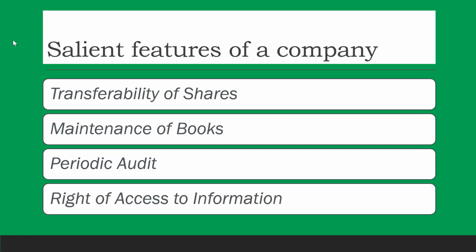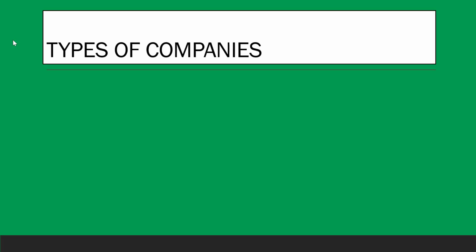Then right of access to information. The shareholders have the right to access any information they want. Since they are not participating in the business, they are circulated with all the documents like the balance sheet, profit and loss, annual report, and other things, and the auditor's report, which talks about how the company has done in terms of meeting all the legal obligations.